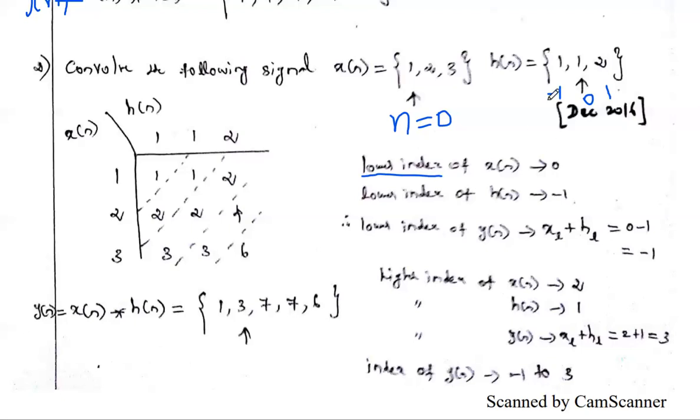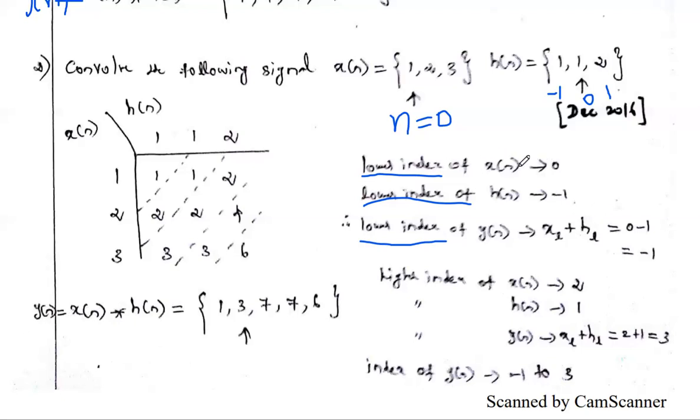Similarly, what is the lower index of h of n? The h of n starts at n equal to -1 and ends at n equal to 1. So the lower index of h of n is -1. Therefore, the lower index of the resulting signal y of n, that is the convolution of x of n with h of n, is determined from these.